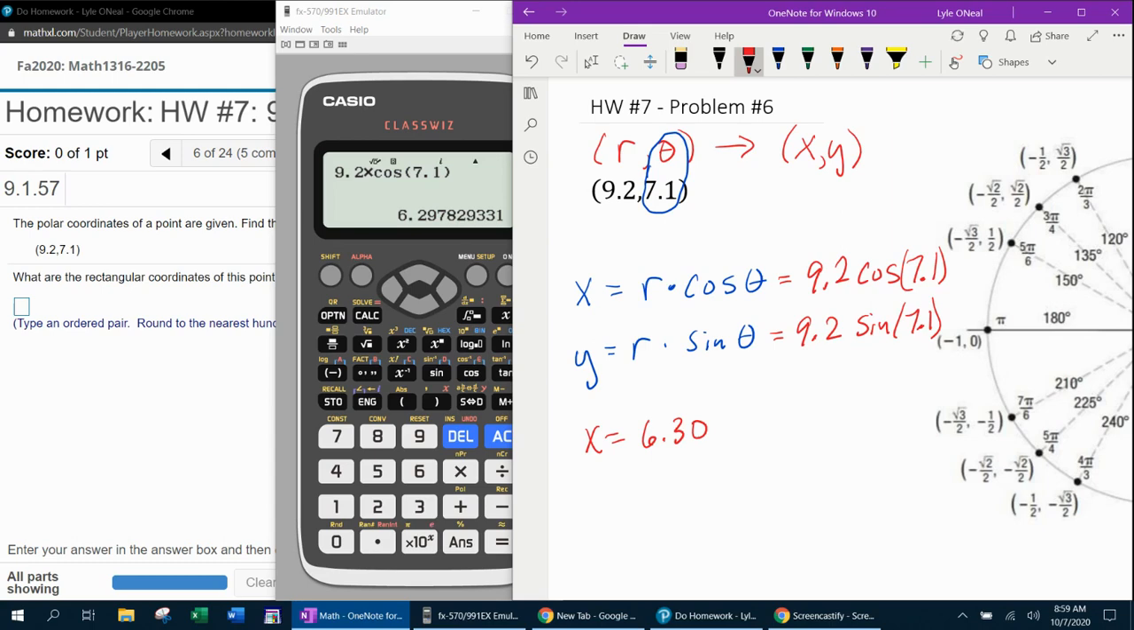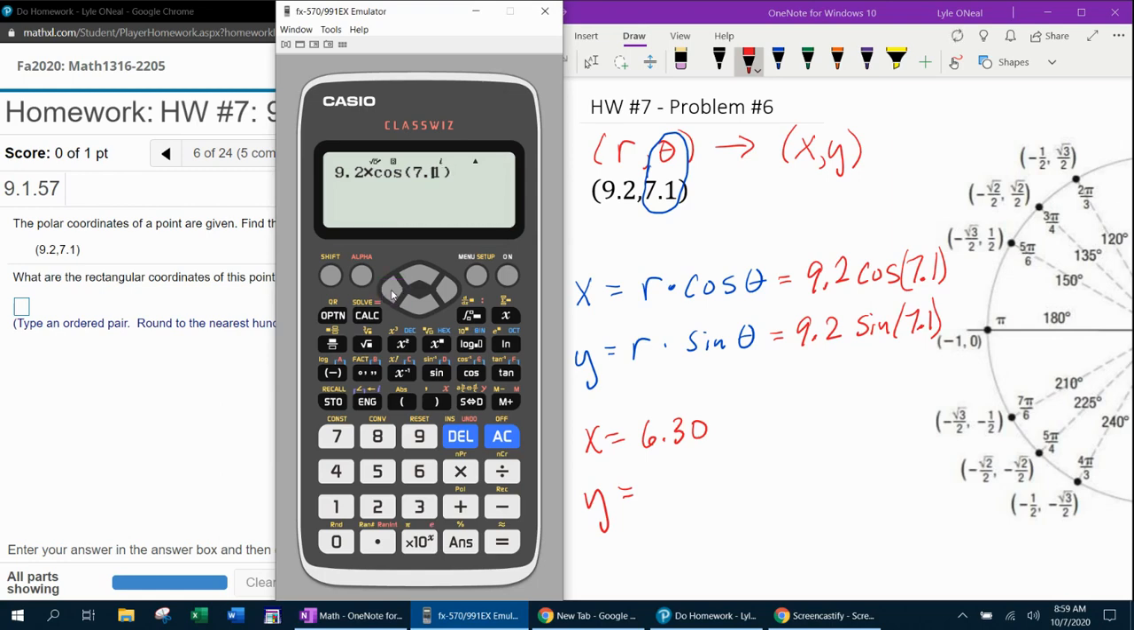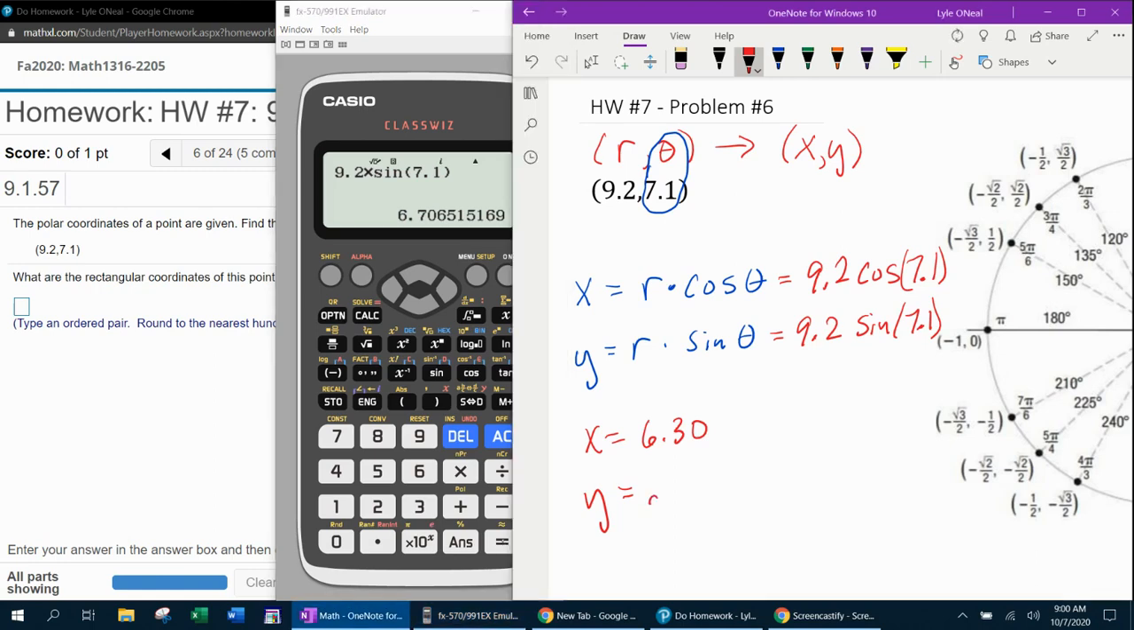So with the calculator, we got an x coordinate of 6.30. Notice rounded to the nearest hundredth, that 9 sees a 7 behind it and makes the 29 become a 30. And the y coordinate, if I back up and change that to sine, that should give me the y coordinate, which I also need to round to the nearest hundredth. And that'll be 6.71 rounded. Now that should be my x and y coordinate.